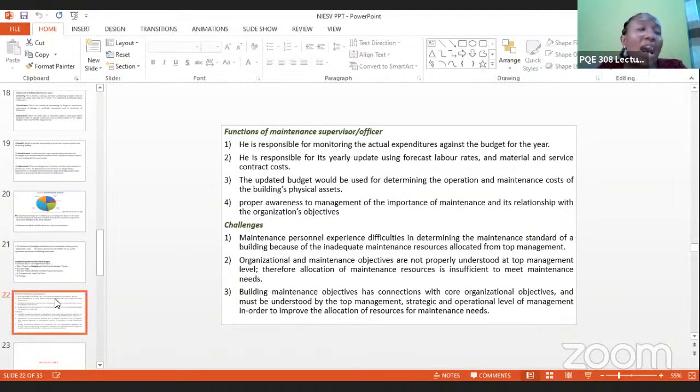So you as the supervisor or as the officer, you have to know your functions, and you have to brace up for the challenges that you can encounter while carrying out your work.